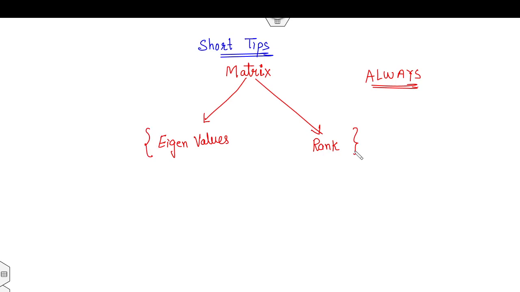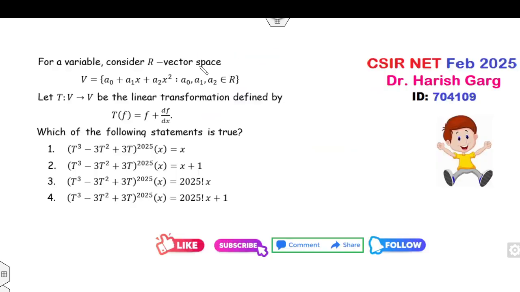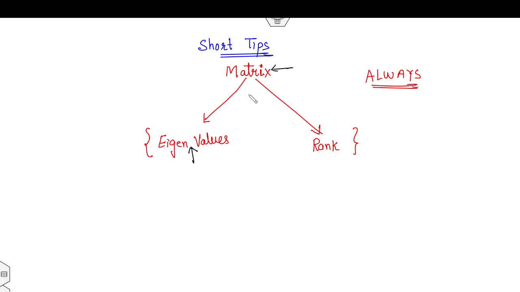If you solve the question this way, definitely every question you can solve with the help of the matrix, such as the eigenvalues and the rank. Now you can see I will solve each question with the help of the eigenvalues and the rank if the matrix is given to you.